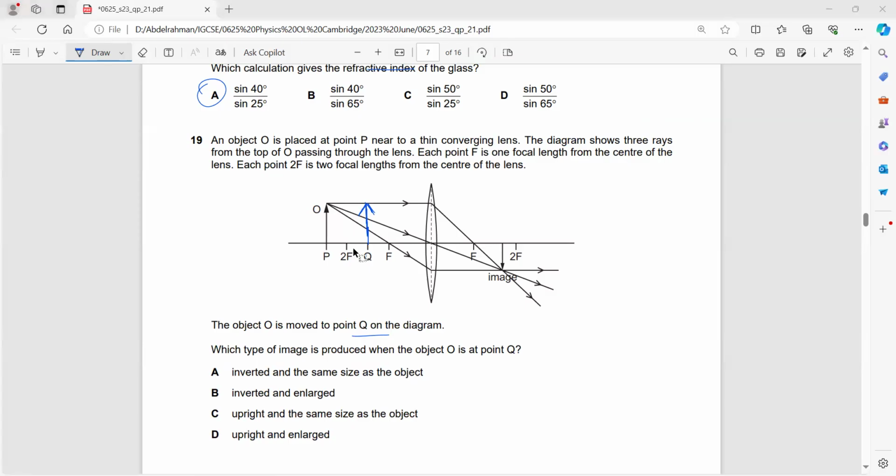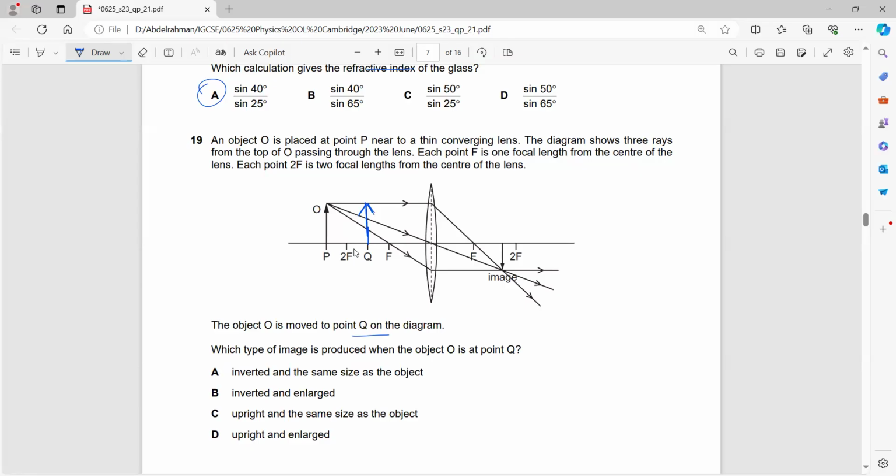Whenever an object gets closer to the lens, what happens to the image? The image gets larger. It keeps on getting larger. Would it still be inverted or will it be upright? No, it will still be inverted.